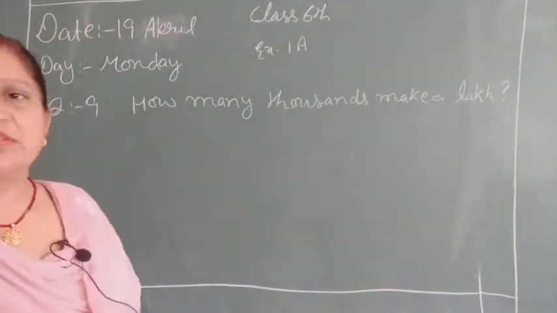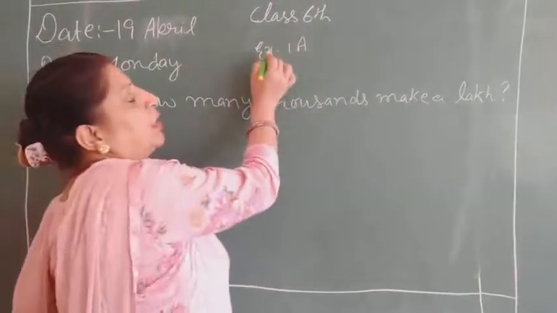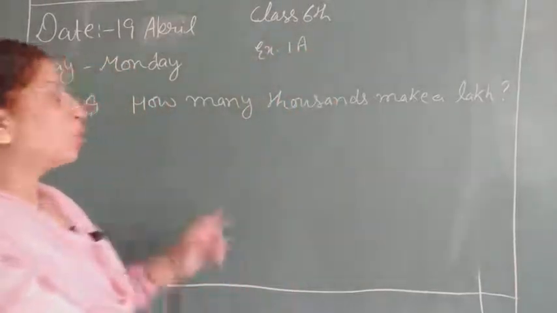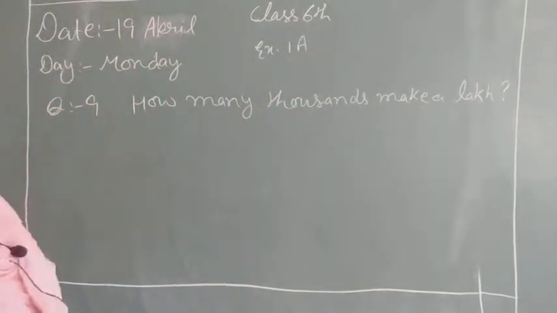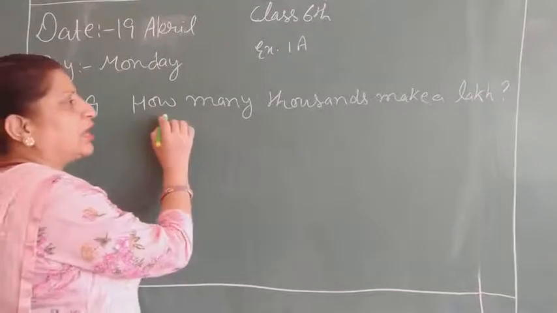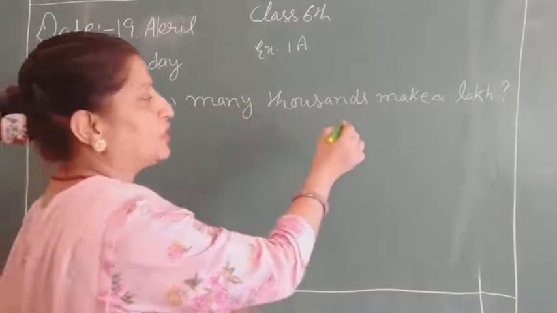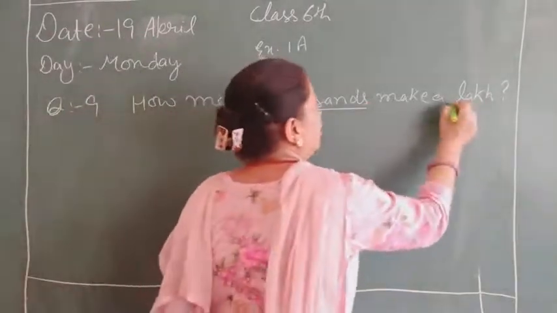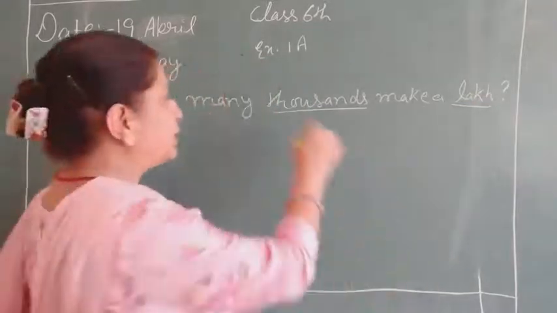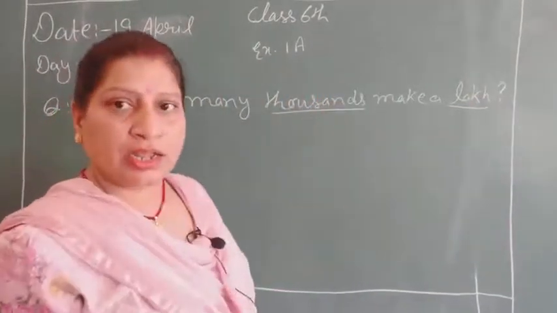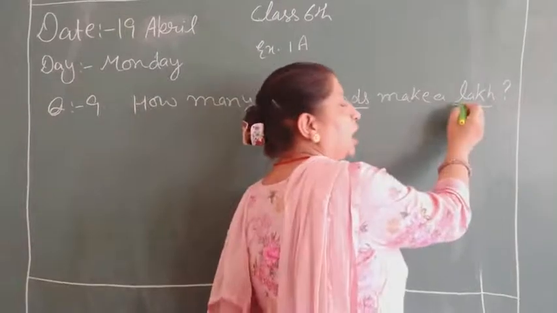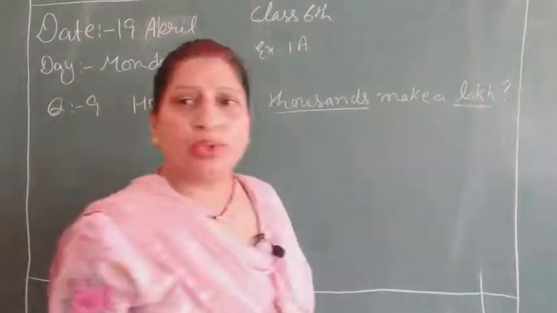And in today's class, we learn exercise 1A, question number 9. In this question, it is given: how many thousands make a lakh? Now here we see that our places go up to the lakh.